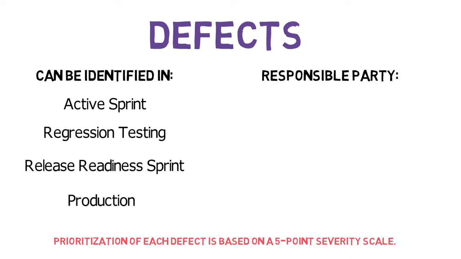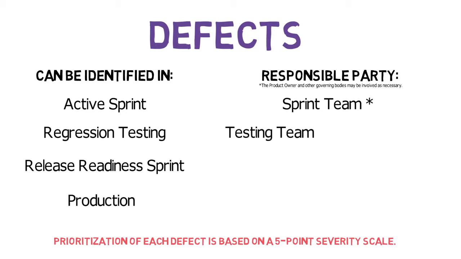Defects identified during the active sprint are primarily the responsibility of the sprint team. These are intended to be resolved within the active sprint. However, defects that cannot be addressed during the active sprint will be deferred for future prioritization. The testing team performs regression testing on the most recently completed sprint. Defects identified by the testing team at this time are assigned to the respective Scrum Masters for resolution. If defects cannot be resolved by the end of the regression cycle, then they are deferred for future prioritization.